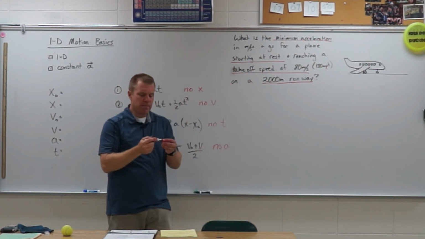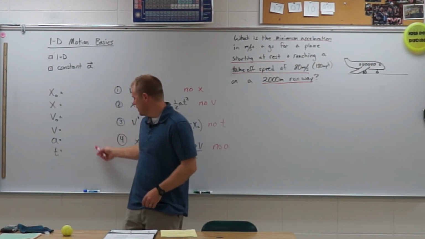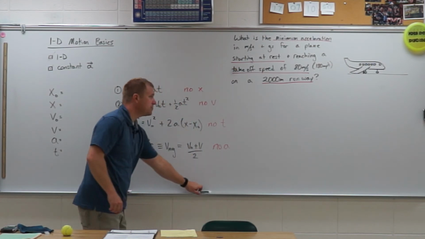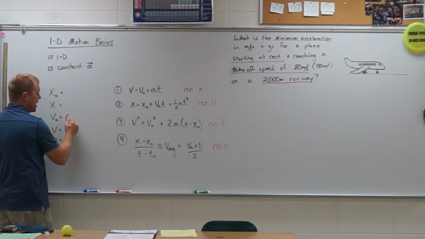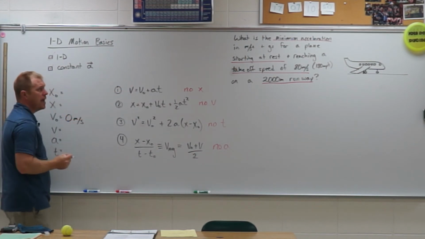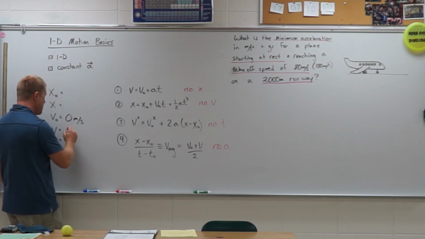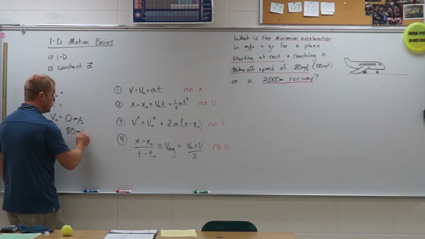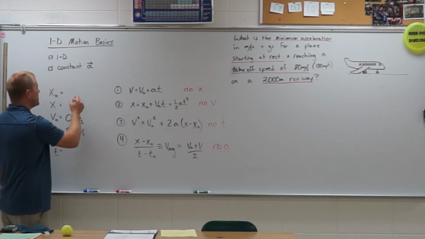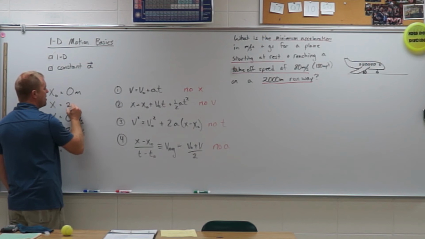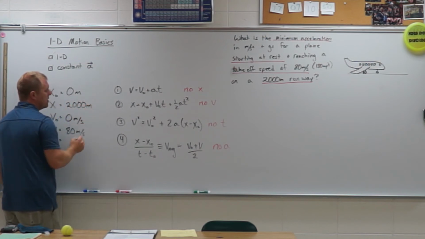So how do I put this stuff into my list of variables? I know that I'm starting at rest, so that tells me my initial velocity is 0 meters per second, and I want to end at 80 meters per second. So that would be my final velocity. Now the runway is 2,000 meters long, so I'm going to say I start at 0 meters, and I'm going to end at the end of the runway, 2,000 meters.